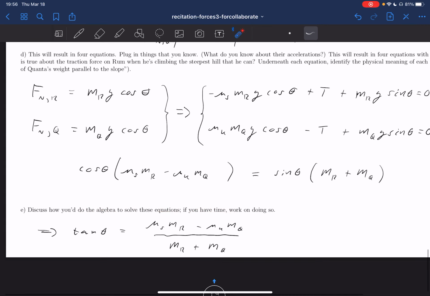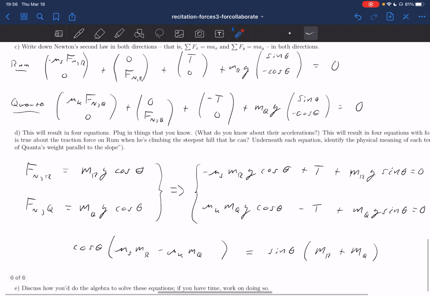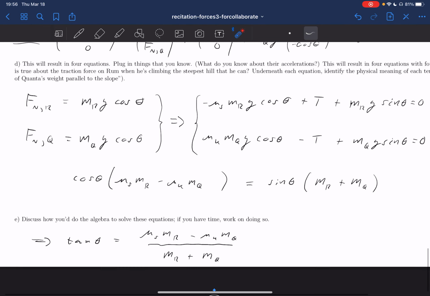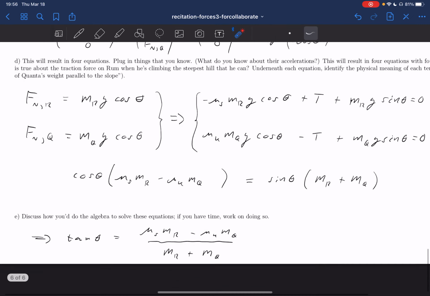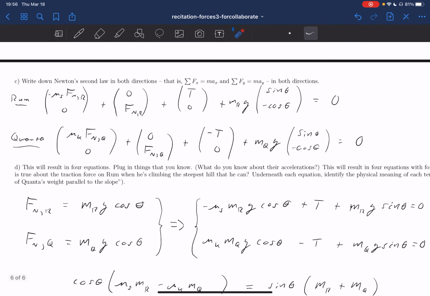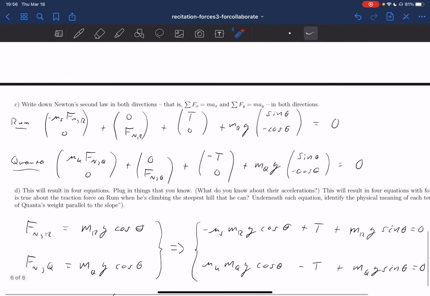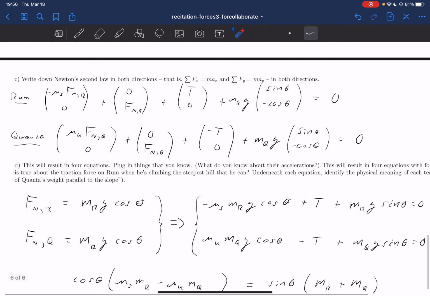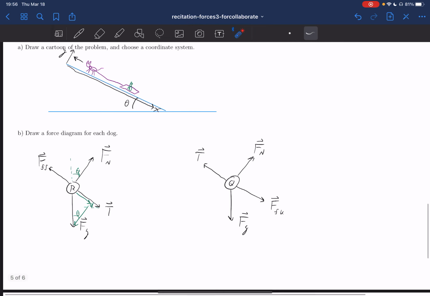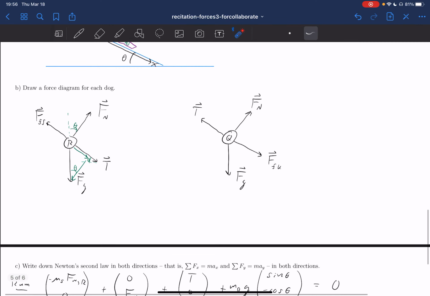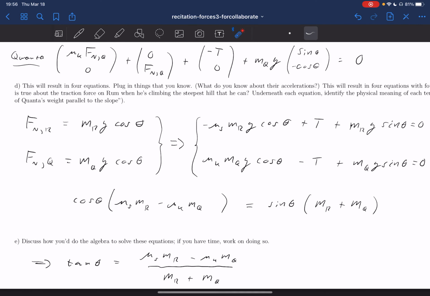So we can plug this into our calculator and solve for theta, and this is going to be the maximum theta at which room still has traction, because room had just static friction, we assumed. So that is pretty much the answer. So I will stop there.